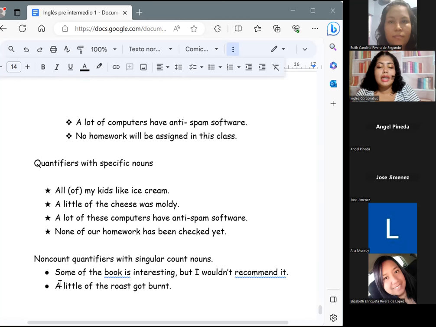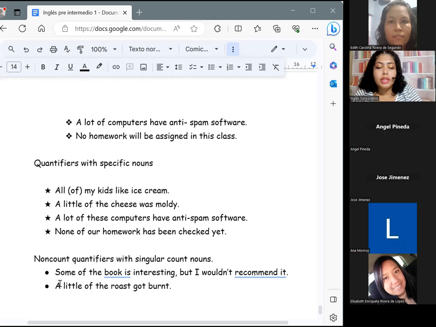Quiere decir que podemos utilizar ambos tipos de quantifiers, con o sin el of, pero que se usan en diferentes tipos de nombres. Utilizamos los quantifiers solos, sin el of, para hablar acerca de un nombre no específico o un nombre en general. Vamos a utilizar los quantifiers con of más un determinante, que puede ser the, our, or these, para hablar acerca de un nombre específico. Some quantifiers such as a lot of, plenty of, always occur with of.